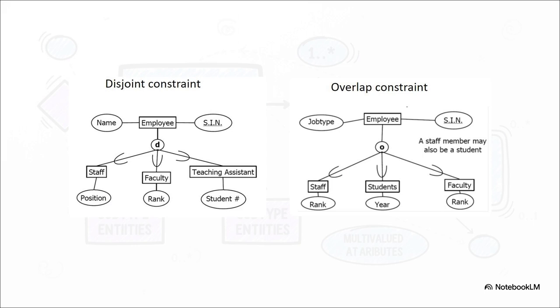Here's a perfect way to see the difference. On the left, with the D for disjoint, an employee can be staff or faculty, but the system rules say they can never ever be both. But on the right, with the O for overlap, the rules are totally different. In this system, a person can be on staff and also be a student at the same time. Which one you choose depends completely on the business rules you're modeling.